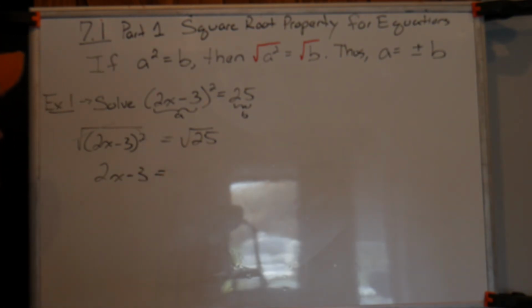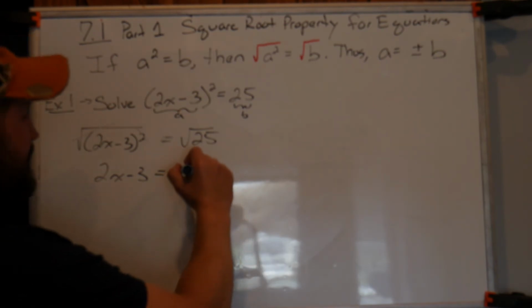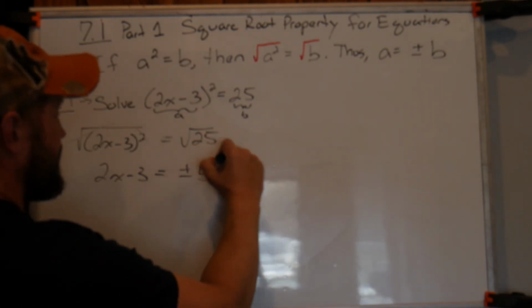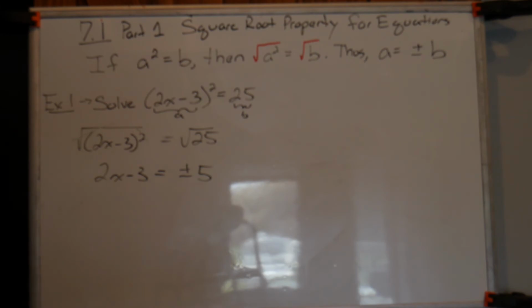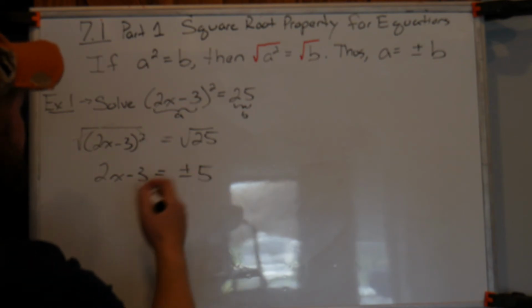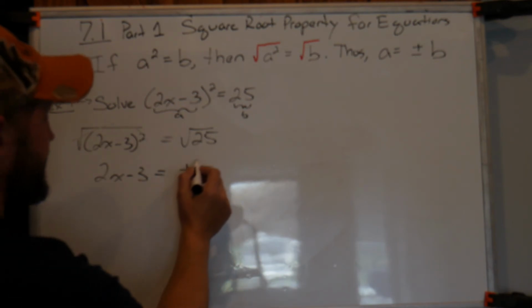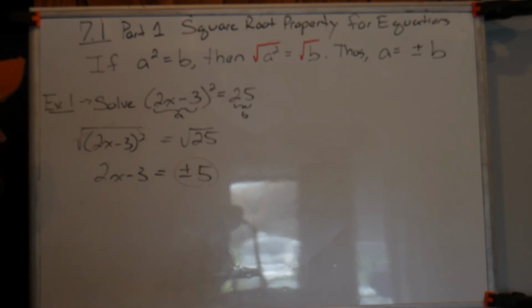Now, square root of 25, that's 5. However, it could be a positive 5, it could be a negative 5. Negative 5 times negative 5 is 25. Positive 5 times positive 5 is 25. So we have this piece. This is going to play a key role. We want to keep this piece at the end.